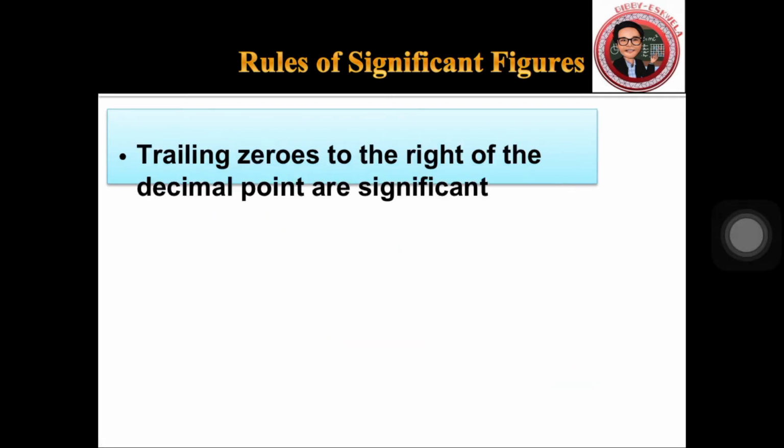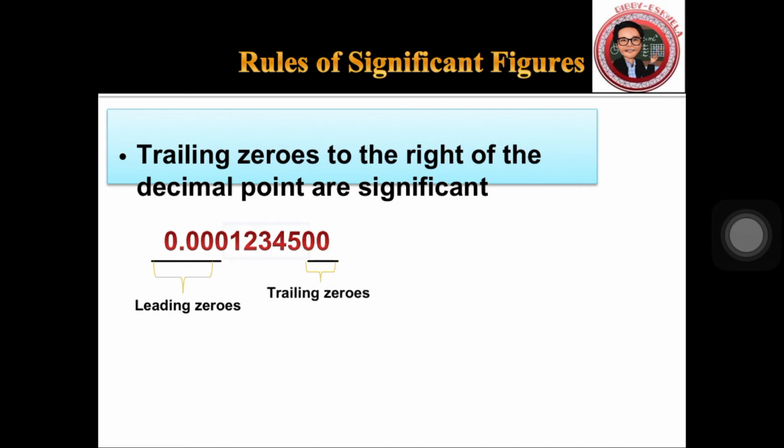Fourth rule. Trailing zeros to the right of the decimal point are significant. We all know that zero digits that appear in the leftmost of a number, just like this one, we call them leading zeros or placeholders. On the other hand, zeros to the right side of a decimal point in which no other digits follow are called trailing zeros, which happen to be significant. In this example, we have 5 non-zero numbers which are all significant digits plus the other 2 significant trailing zeros that will give us 7 significant figures.